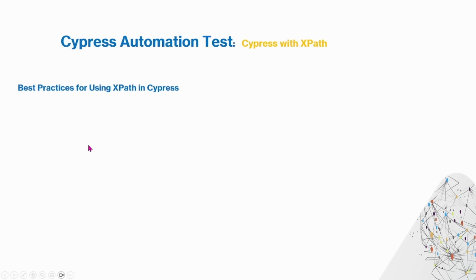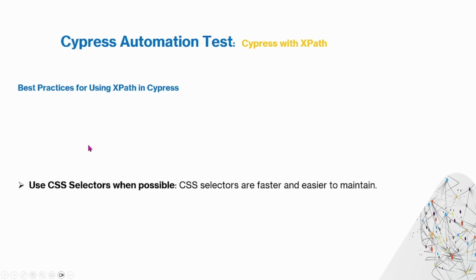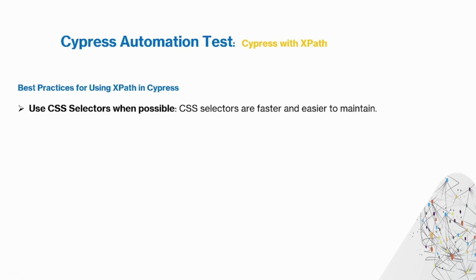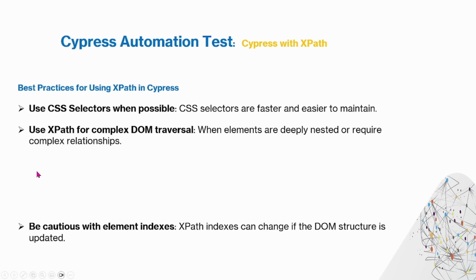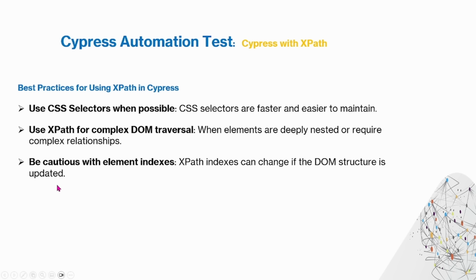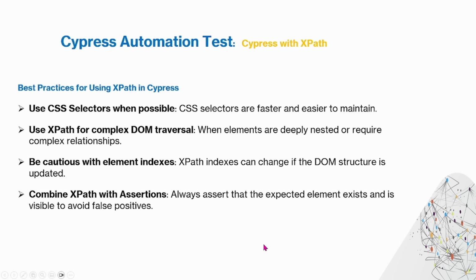And then here are some best practices for using XPath in Cypress. The first is use CSS selectors when possible. CSS selectors are faster and easier to maintain. And then for XPath, you just use that for complex DOM traversal, so when elements are deeply nested or require complex relationships. Be cautious with element indexes because these XPath indexes can change if the DOM structure is updated. And then combine XPath with assertions. Always assert that the expected element exists and is visible to avoid false positives.